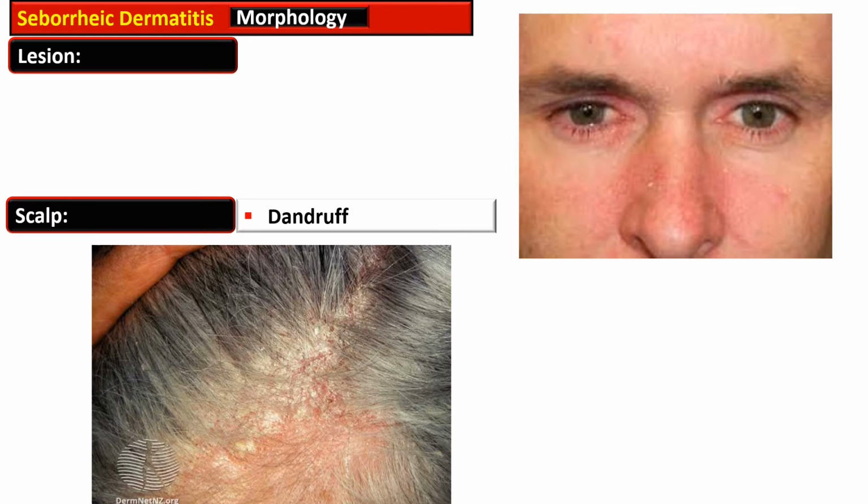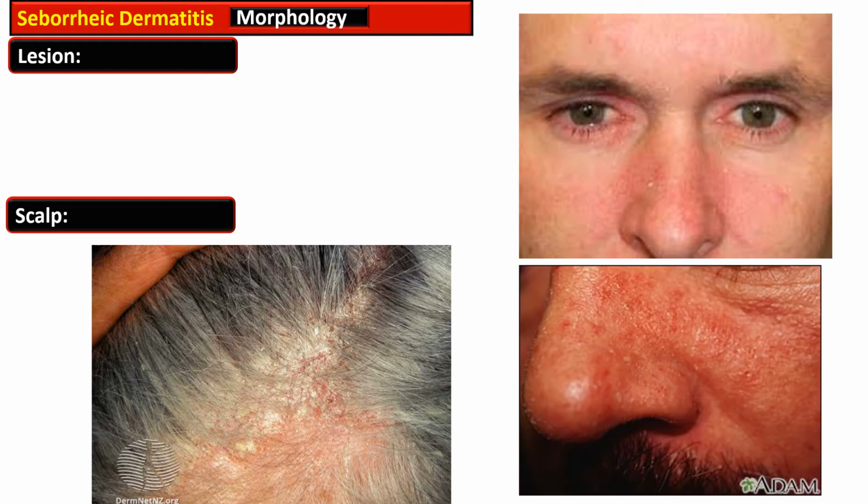Seborrheic dermatitis of the scalp is associated with extensive presence of dandruff, and this picture is showing a lesion of seborrheic dermatitis that is extensively involving the cheek. These types of lesions that are more severe and extensive are seen in AIDS patients, especially patients with low CD4 count.